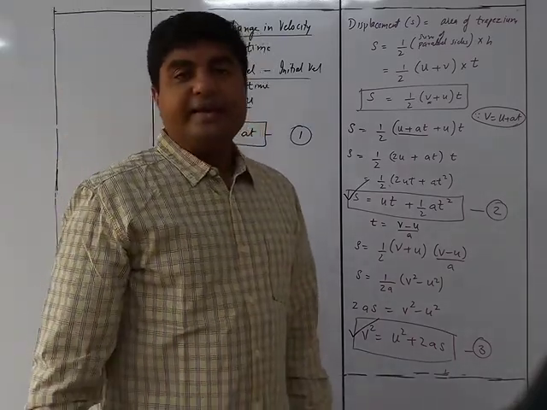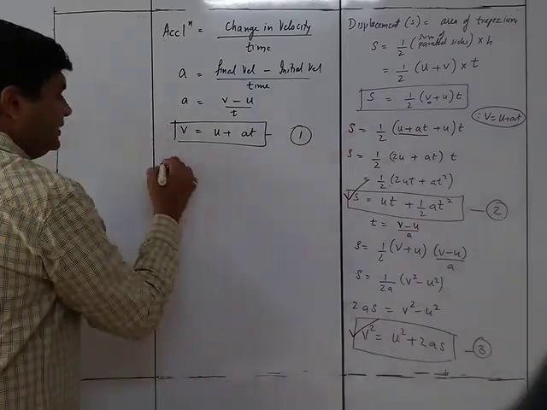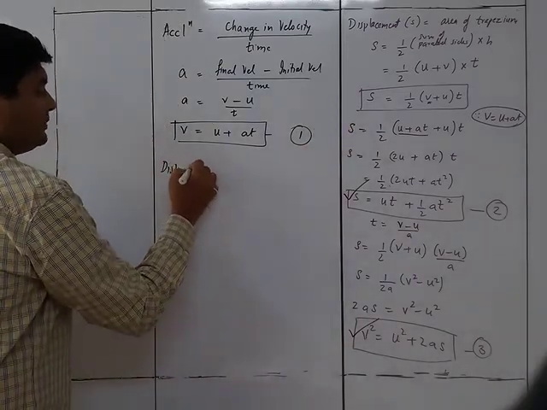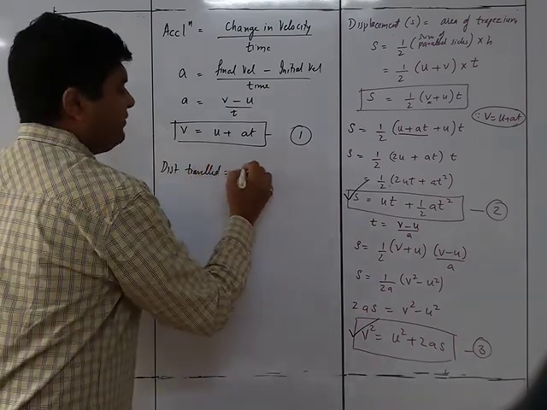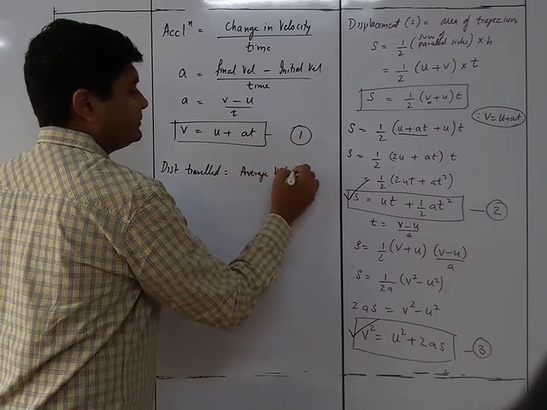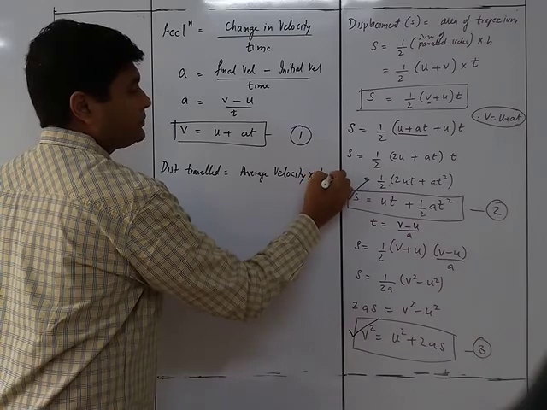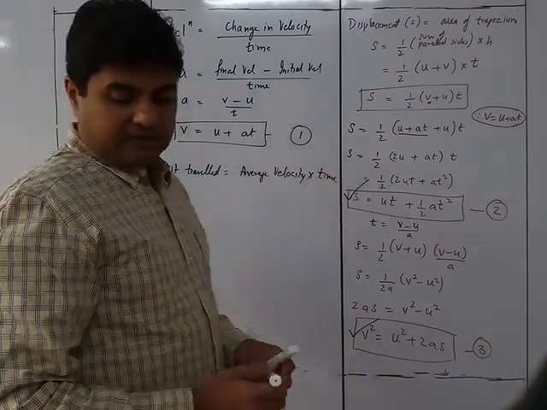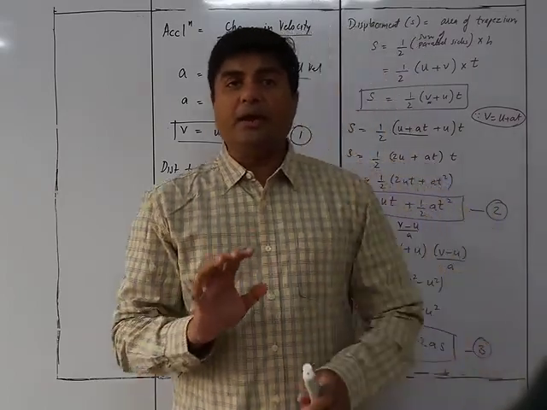The next thing is distance traveled. We had the distance traveled. So over here, distance traveled is equal to average velocity into time. See, the distance traveled will be the average velocity into time.